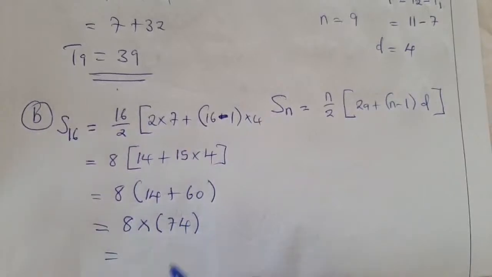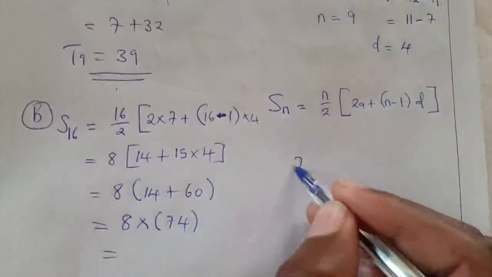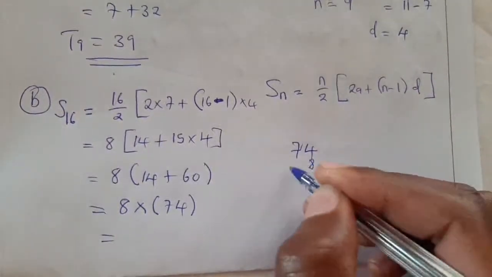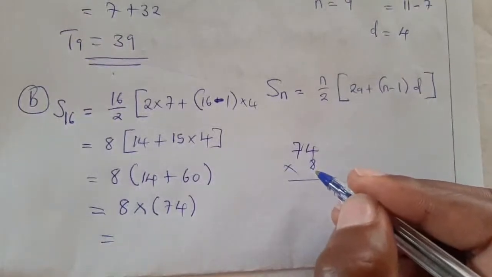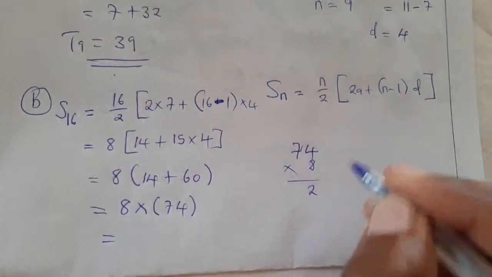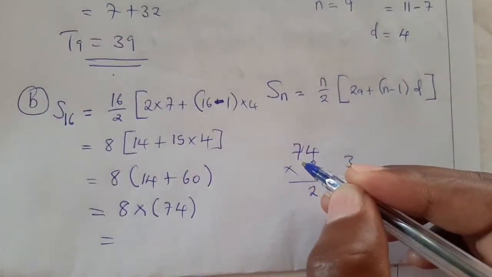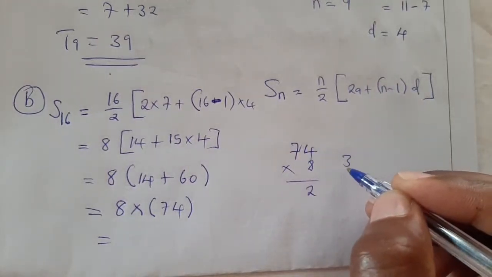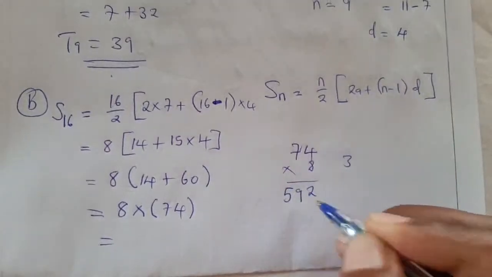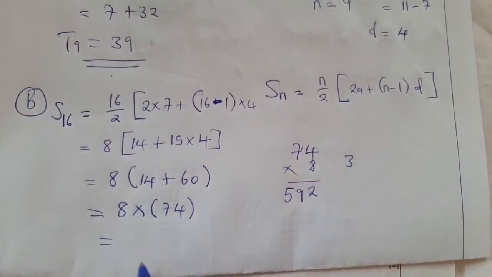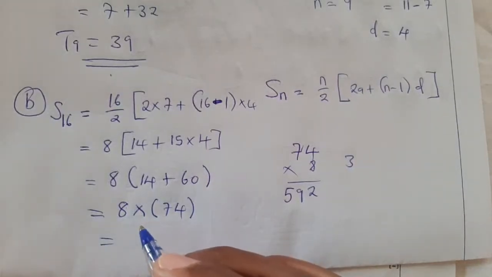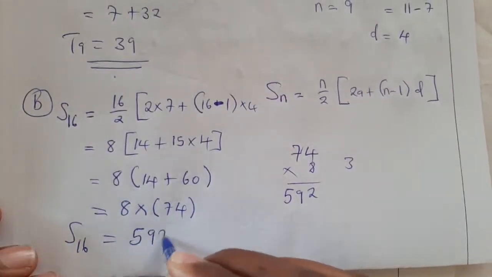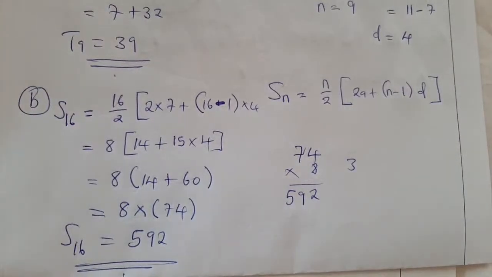So now what is 8 times 74? We can multiply this, where we have 74 and then 8. What is 8 times 4? 32, that is 2 carry 3. What is 8 times 7? That is 56 plus 3, 59. So in this case, we have 592. So 592 is the sum of the 16 terms. That is our answer there.